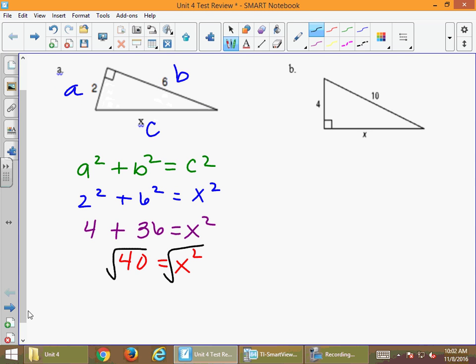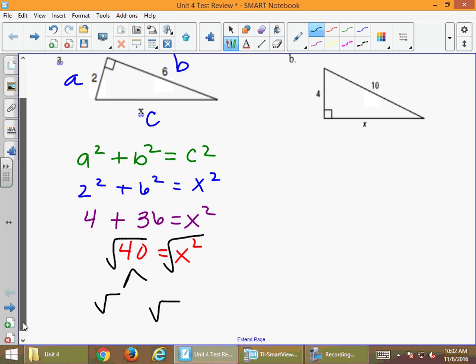Is 40 a perfect square? You just take the square root of 40. Do you get a whole number? Nope. That means we have to simplify it. So we have to break it up into 2 radicals and find the largest perfect square that can go into 40.